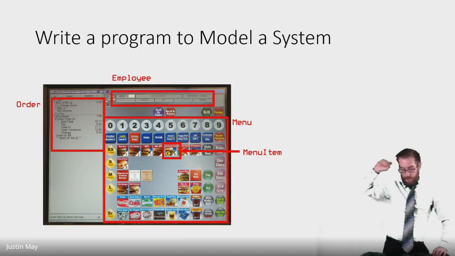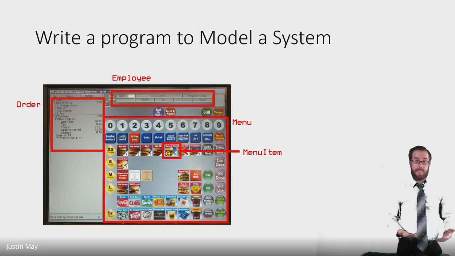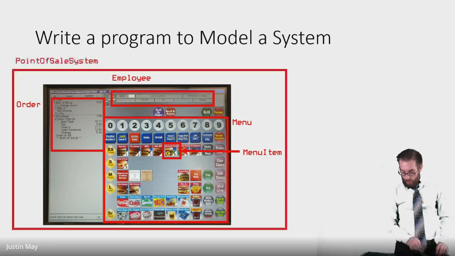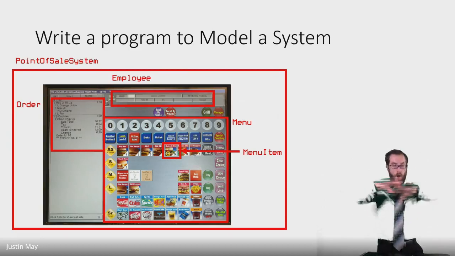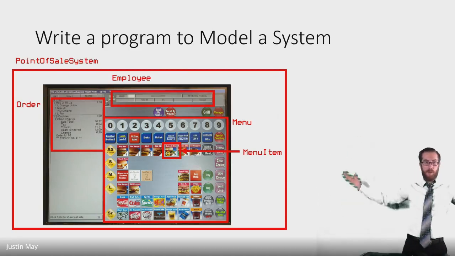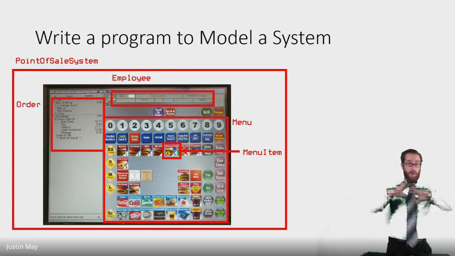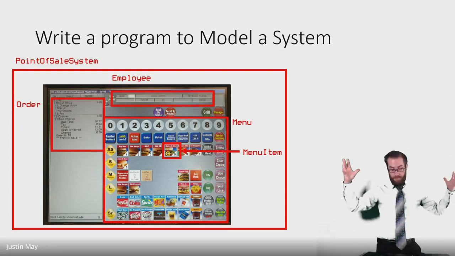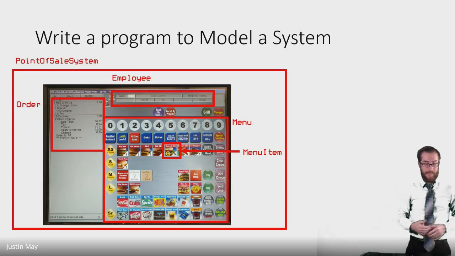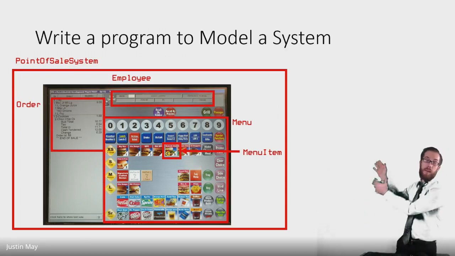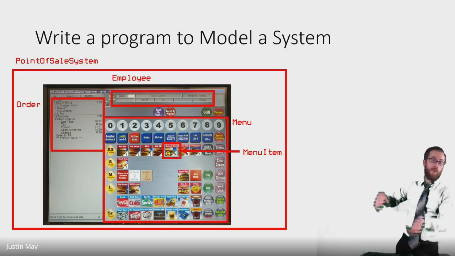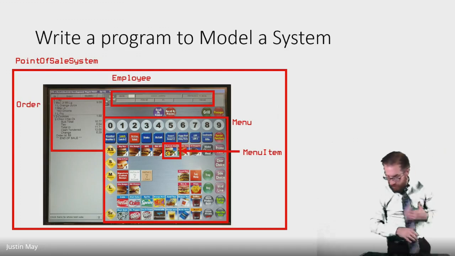There's an employee object. So this is the information about who has logged into the system, who's using it. And then the whole thing, all these objects together, are put together into a point of sale system object. So the whole program, this big encompassing thing, figures out the relationships between orders and employees and menus and menu items.